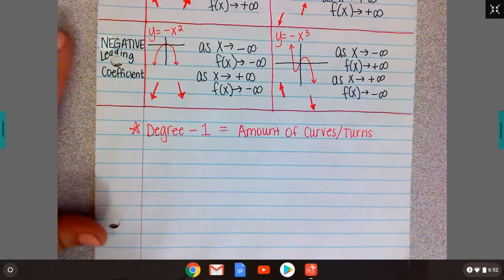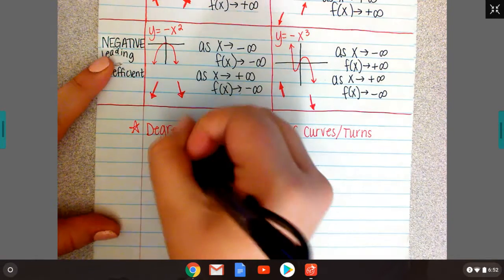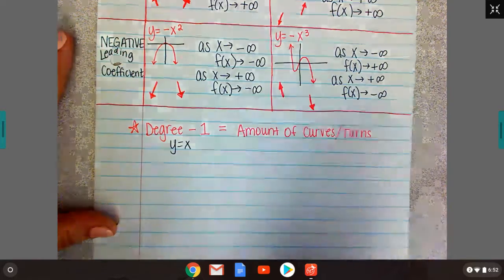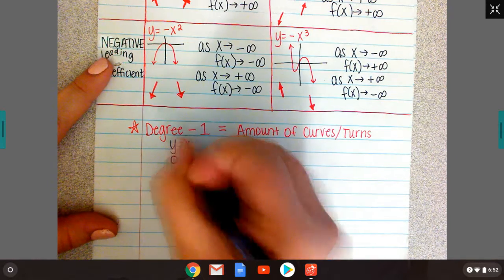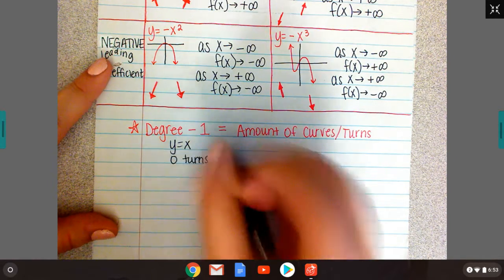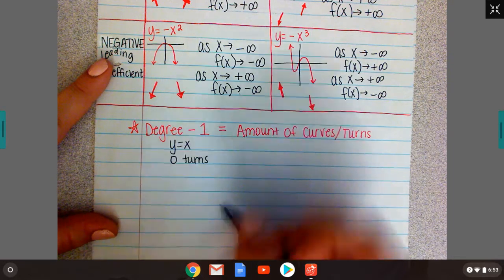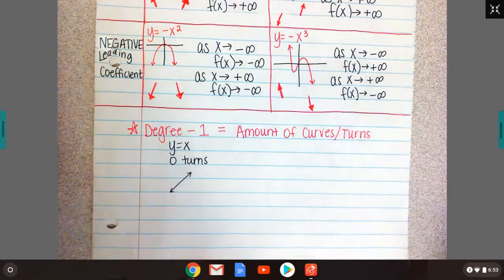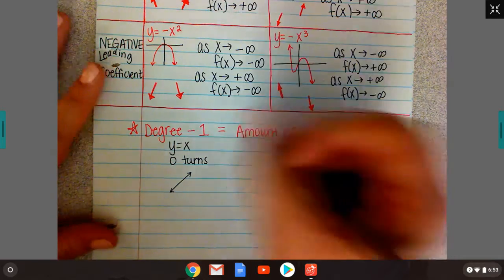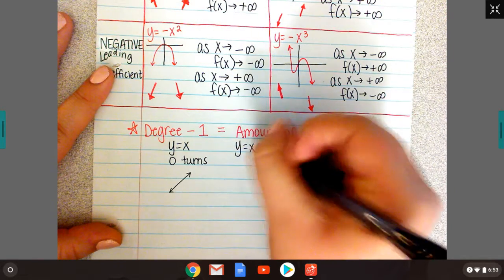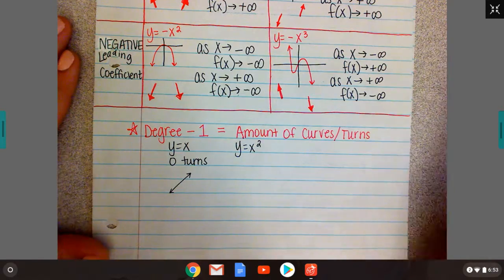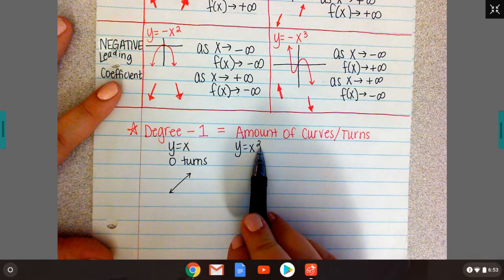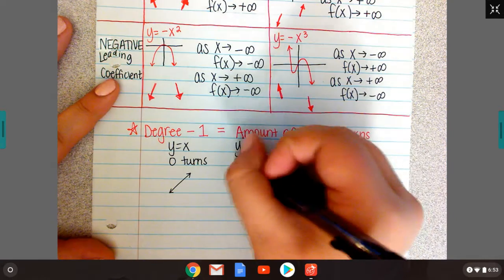So for example, let's reason through these, like y equals x. We know it's just a straight line. This one has 0 turns. So degree is 1, minus 1 is 0, there's 0 turns. And that sounds about right because it's a linear equation. Our next one, y equals x squared. This one, the degree is 2. Take away 1, you get 1. So this one has 1 turn.